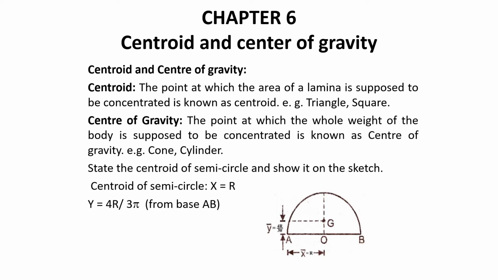So centroid is a point at which the area of a lamina is supposed to be concentrated. Geometrical figures such as triangle, rectangle, circle, and parallelogram have only area and no volume. The center of area of such figures is called centroid. The point through which the entire area of the figure is assumed to act is called the centroid or center of area. This is about the geometrical plane figures, that is triangle, square, rectangle, circle, parallelogram.